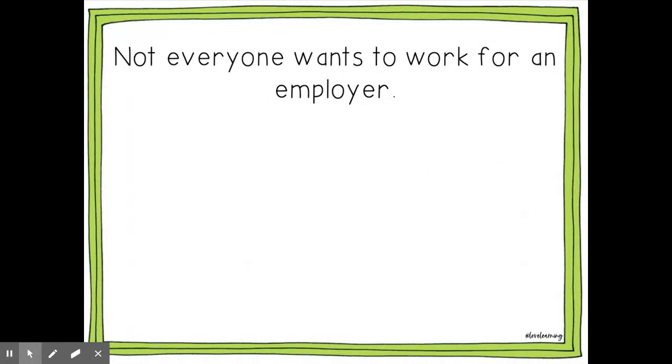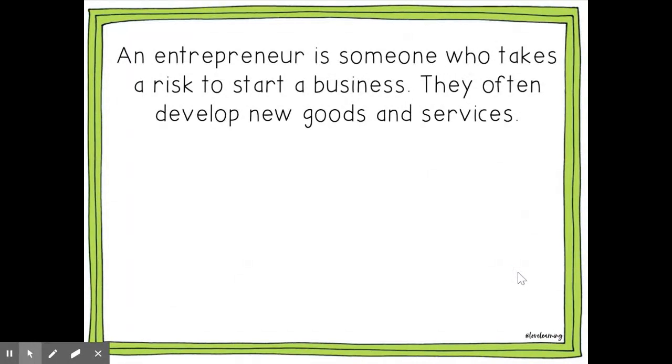However, not everyone wants to work for an employer. So, an entrepreneur is someone who takes a risk to start their own business. And they often develop new goods and services. And sometimes those new goods and services even revolutionize what we call the market, the theoretical place where people buy goods and services.